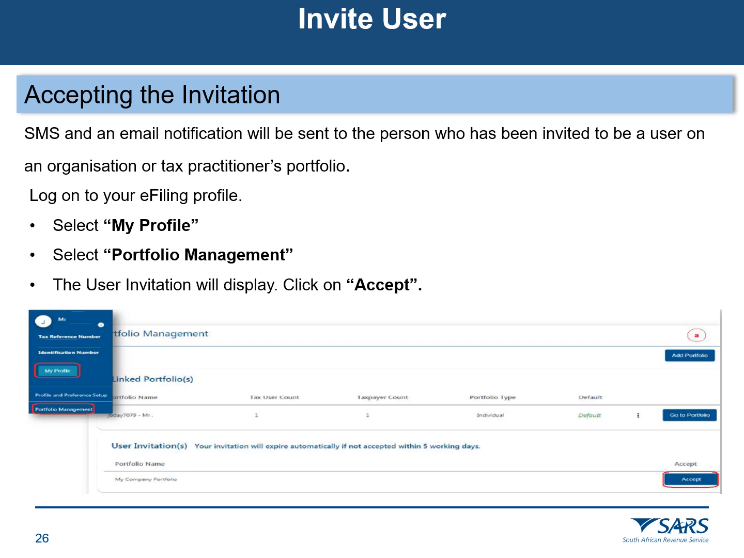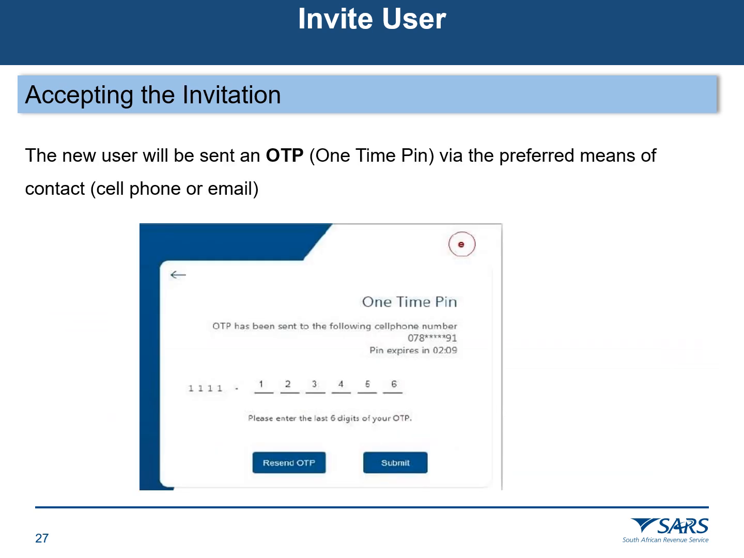They will now be required to log into their own e-filing account. Once they log into their e-filing profile, they're going to click on My Profile. They're going to select Portfolio Management. They're going to go to User Invitation and they're going to click on Accept. Once the user has clicked on the Accept button, they will be required to capture a one-time PIN that will be either SMS to them or emailed.